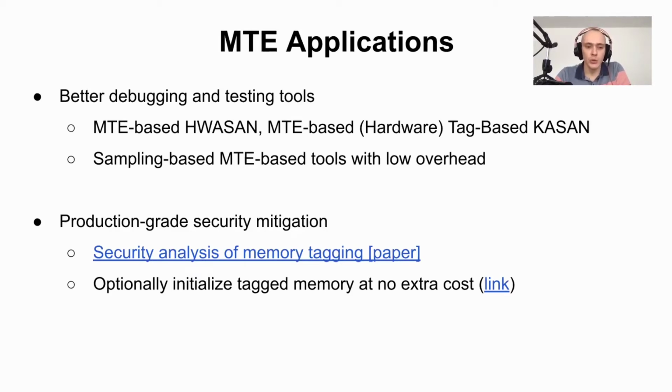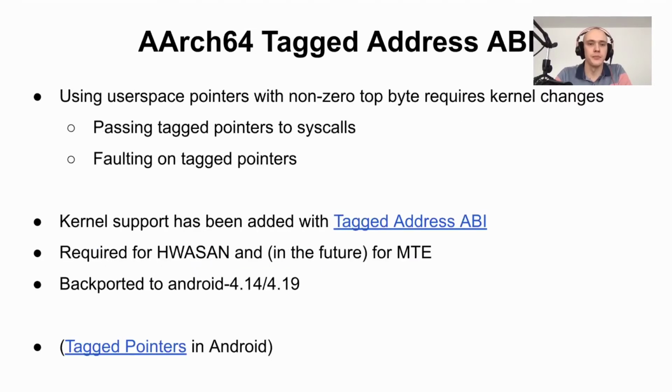I highly recommend looking at this paper by Microsoft, where they try to figure out what kind of exploitation techniques memory tagging protects from. Another interesting point is that when you have memory tagging, you can initialize the memory at the same time you set the tag, at no extra cost. So you actually get memory tagging plus memory initialization for the same performance impact. There is a link here you can follow to find out the details.